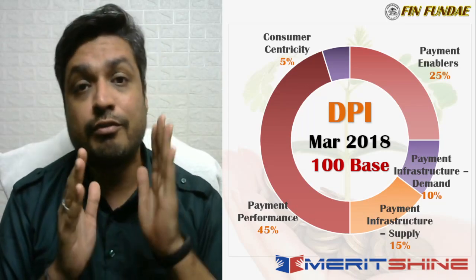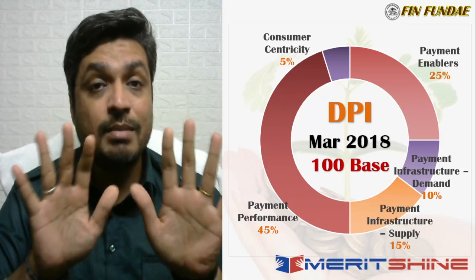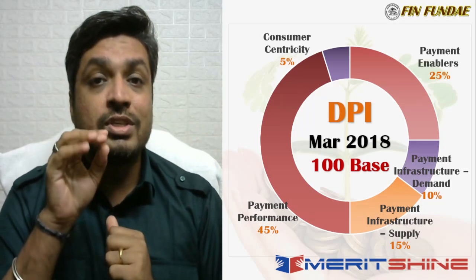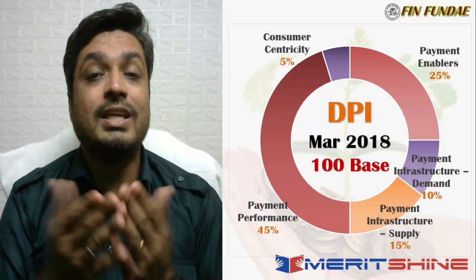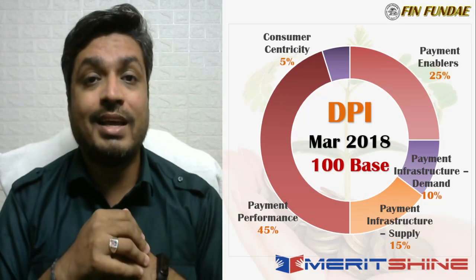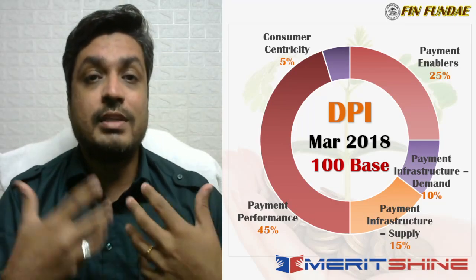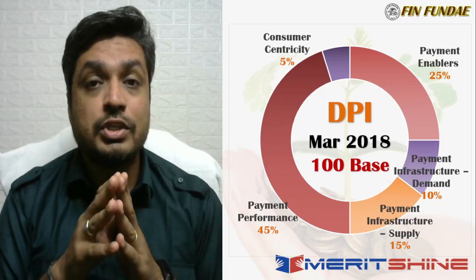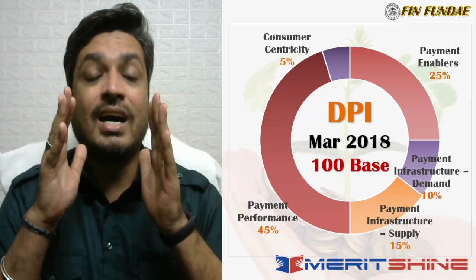So that has a weightage of 15%. Then another 10% weightage is there for the second side of payments infrastructure, which is the payments infrastructure available on the demand side. At the consumer end, what infrastructures are available because of which consumers can also use the payments infrastructure? That basically becomes the fourth parameter, which is your payments infrastructure on the demand side.